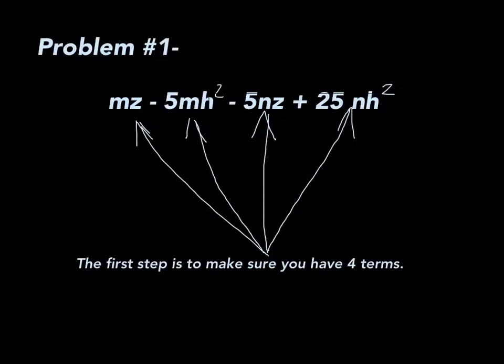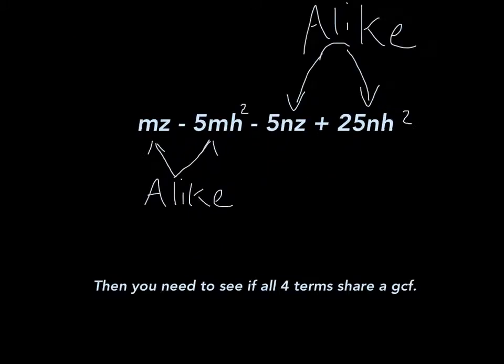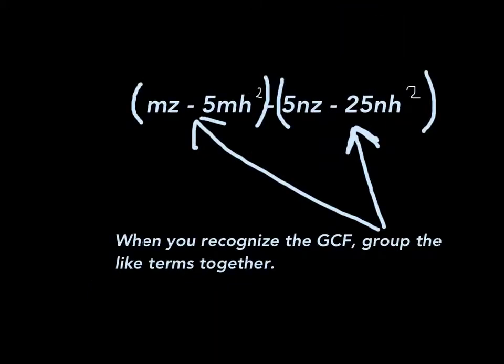Here's problem number 1. The first step is to make sure you have 4 terms. Then you need to see if all 4 terms share a GCF. You see the first pair does and the second pair does. When you recognize the GCF in each pair, group the like terms together.